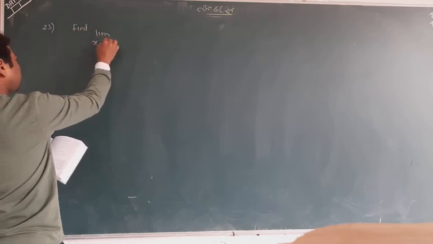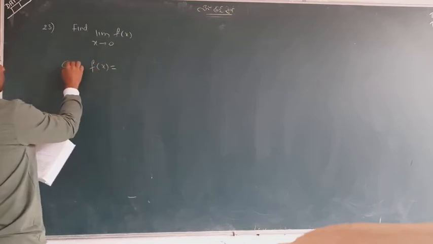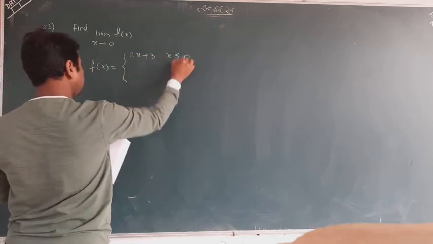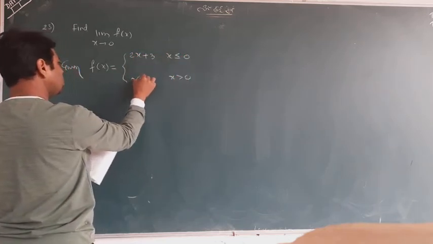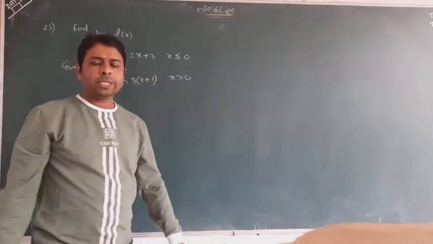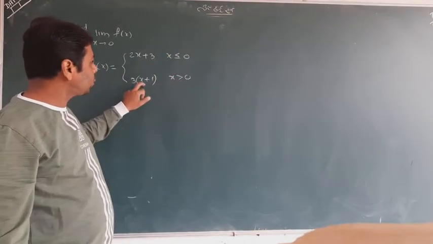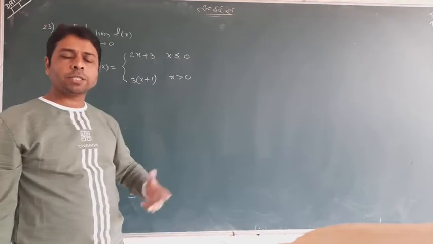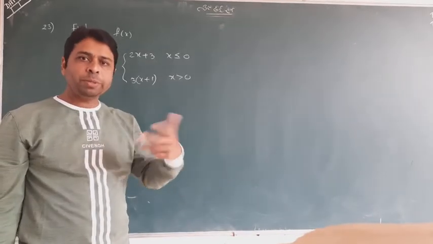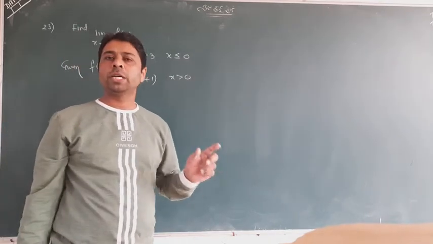First, let me tell you about the limit as x tends to 0 of f(x), where f(x) is given as 2x + 3 when x is less than 0, and 3x + 1 when x is greater than 0. Let me explain one thing. When such questions come, with a different function for less than and for greater than, you find both limits, the right hand limit and the left hand limit. If these two are the same, that is your answer. If they are not the same, you write that the limit does not exist.